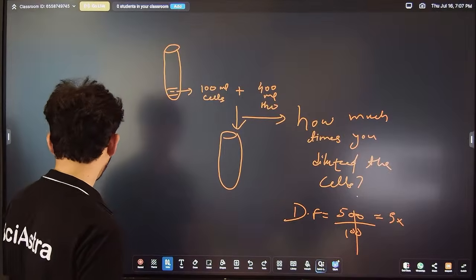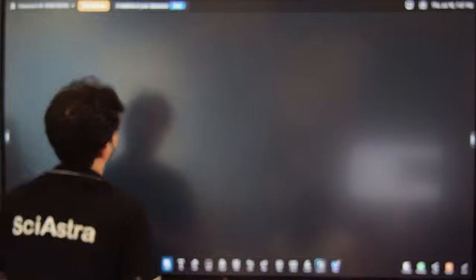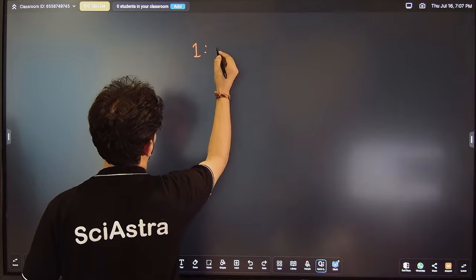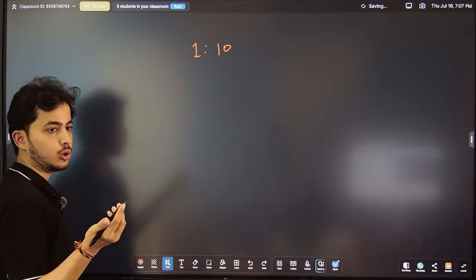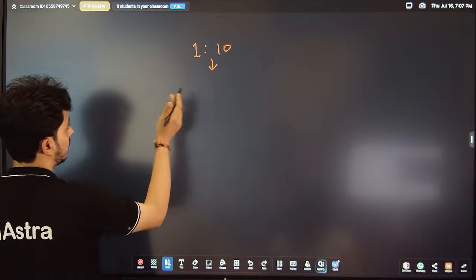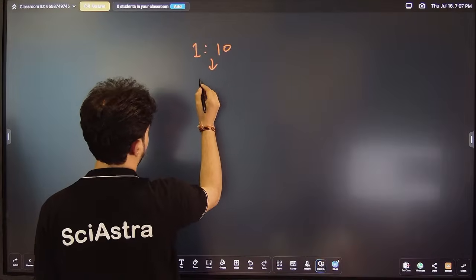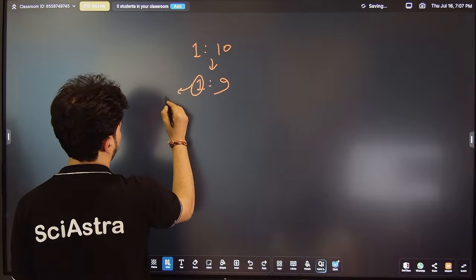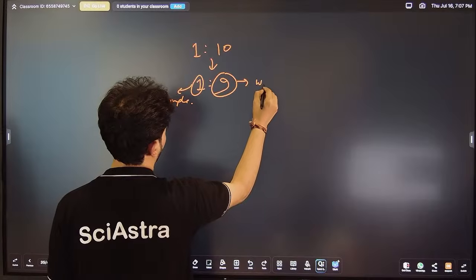And one more thing that we can say is, let's say you have to carry out a 1:10 dilution for any particular solution. Then how can you do this? You have to think of it in this way. You have to subtract 1 from this, so you can say you have to make it 1:9. So this will be your sample, and this will be your water.